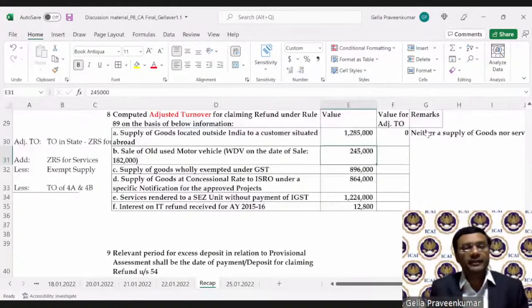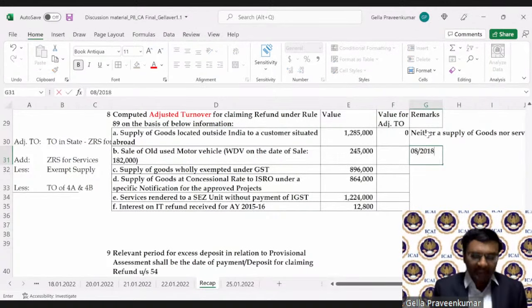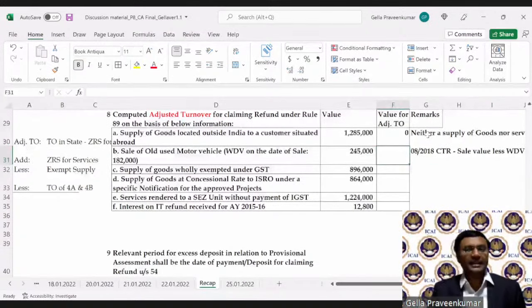I don't know how many of you have come across this discussion on exemption and value. There is a notification called 8 of 2018 Central Tax Rate. As per this particular notification, for sale of old used motor vehicle, the sale value, that is consideration, should be sale value less WDV as per Income Tax Act, right? So here we will presume that this particular transaction is including GST. So what will happen here?